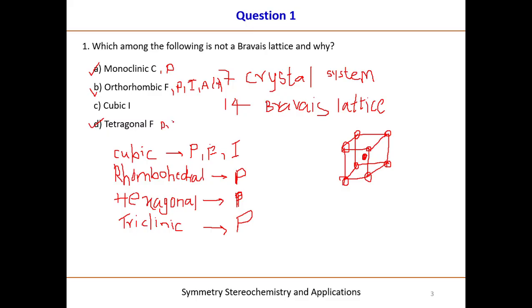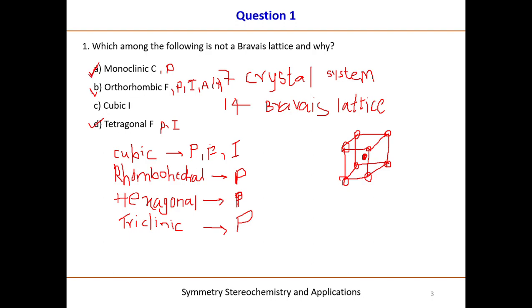Primitive and body centered lattice. According to the question, which among the following is not a Bravais lattice and why? We have seen in the 4 options that monoclinic has both the lattices P and C, as I told you, and cubic and primitive. So this is the correct Bravais lattice, right? So this is not the correct option here.